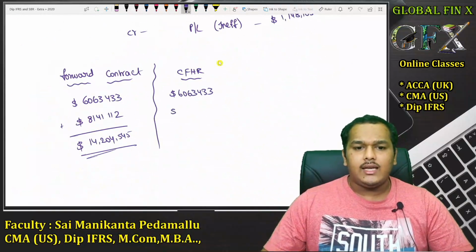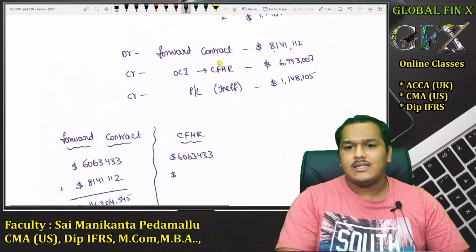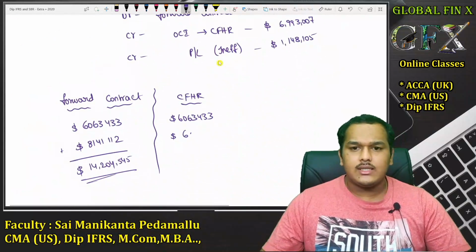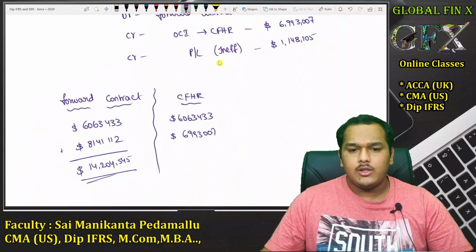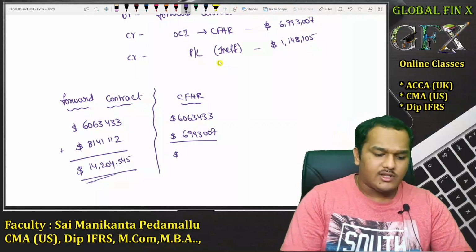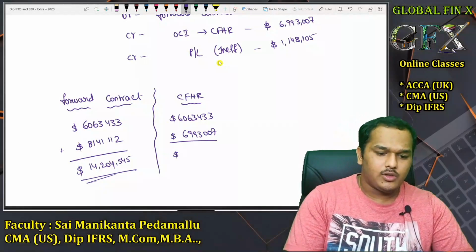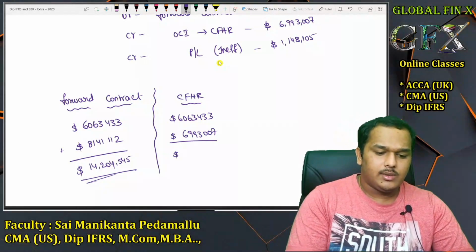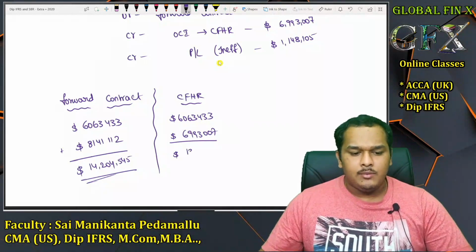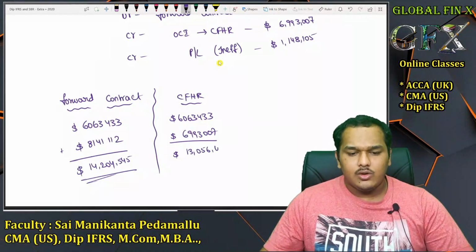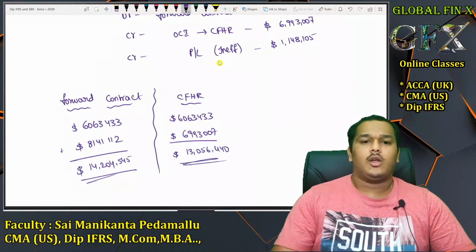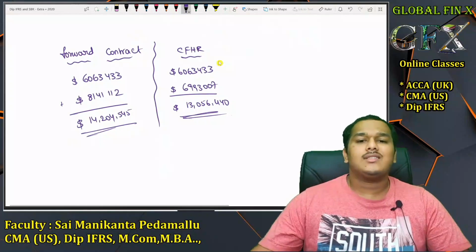6,063,433, and here also the effective portion 6,993,007. So the total balance in cash flow hedge reserve shall be 6,063,433 plus 6,993,007. That is $13,056,440.